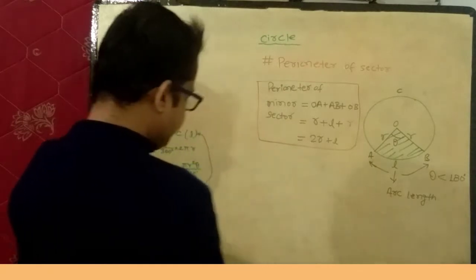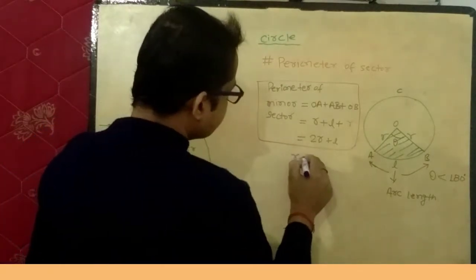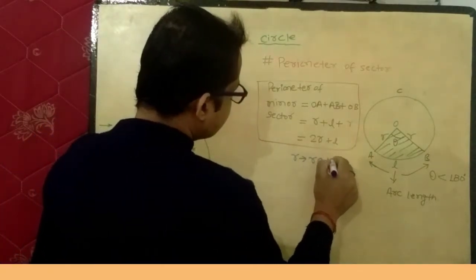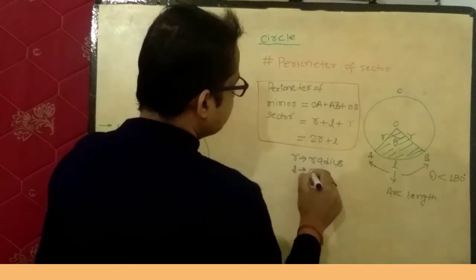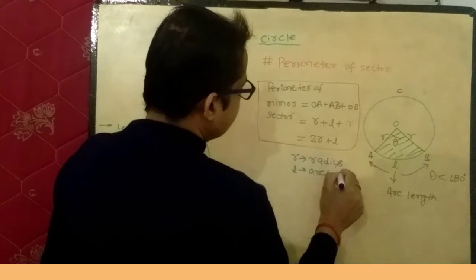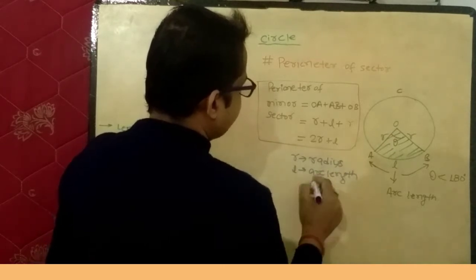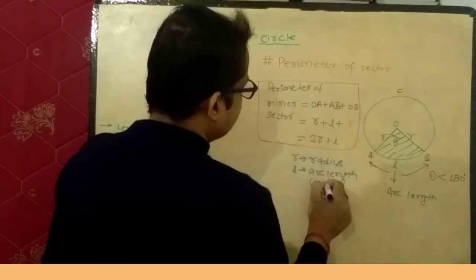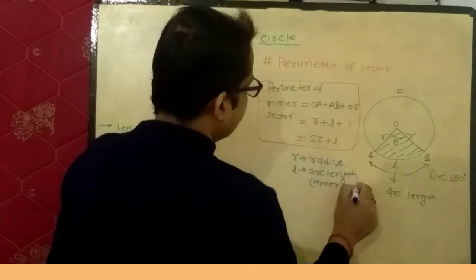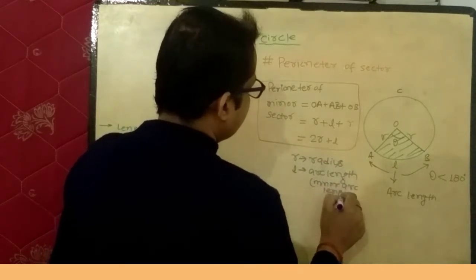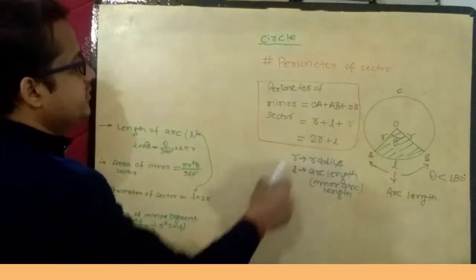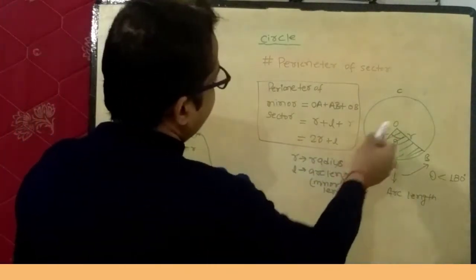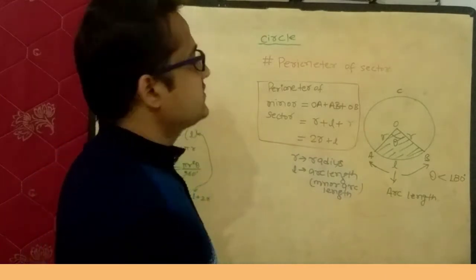Where r is radius and small l is arc length. Here arc length is minor arc length. So by using this formula, you can easily calculate perimeter of this minor sector.